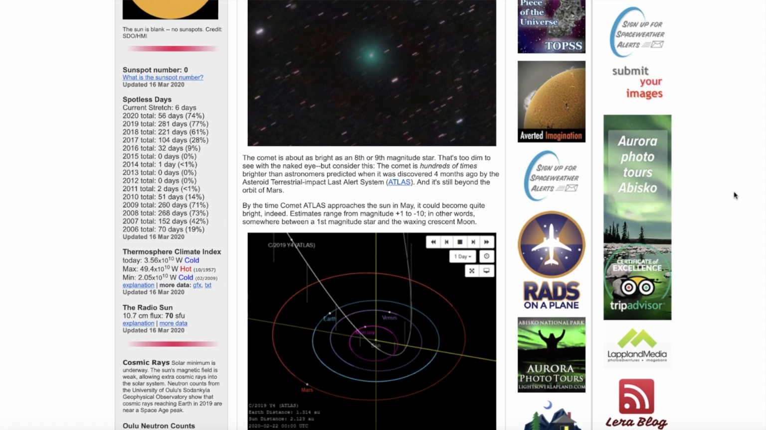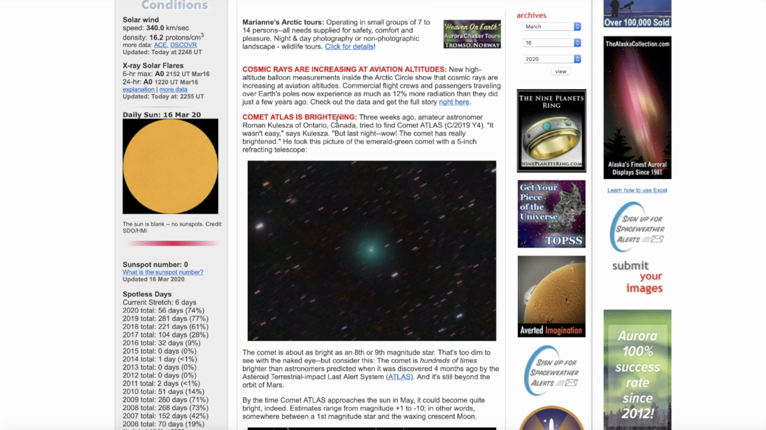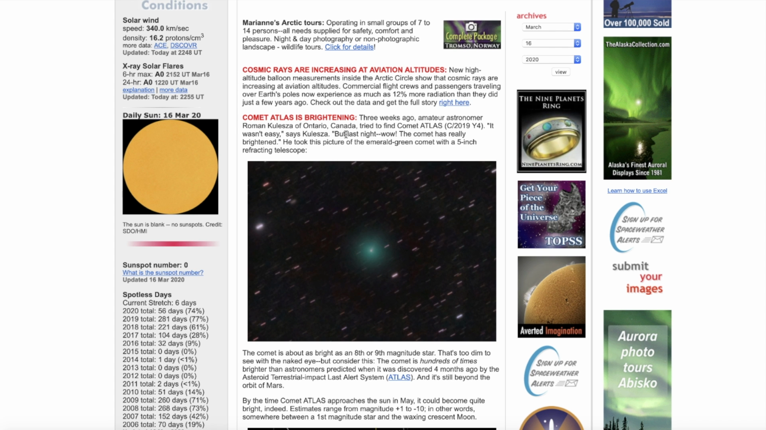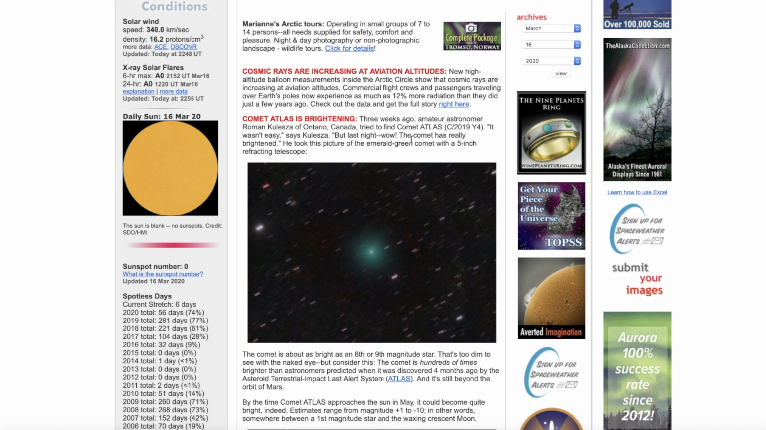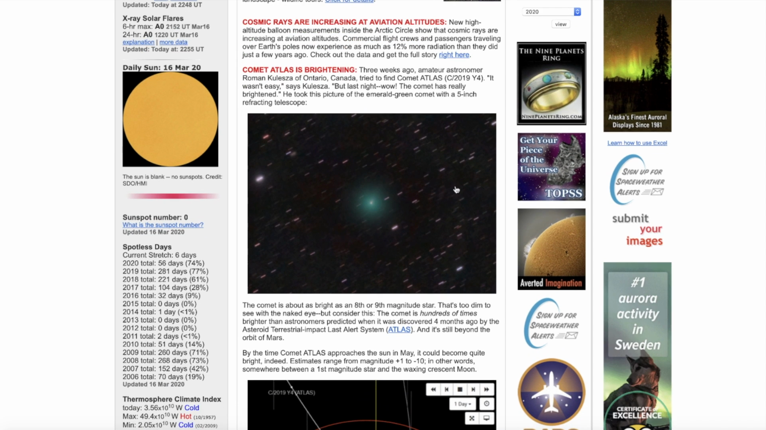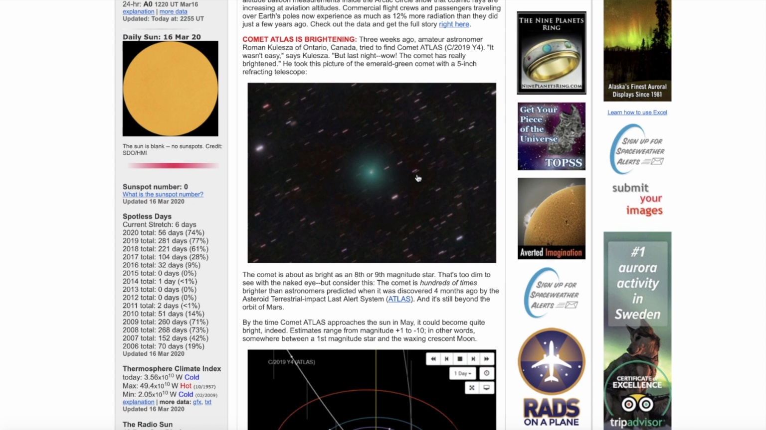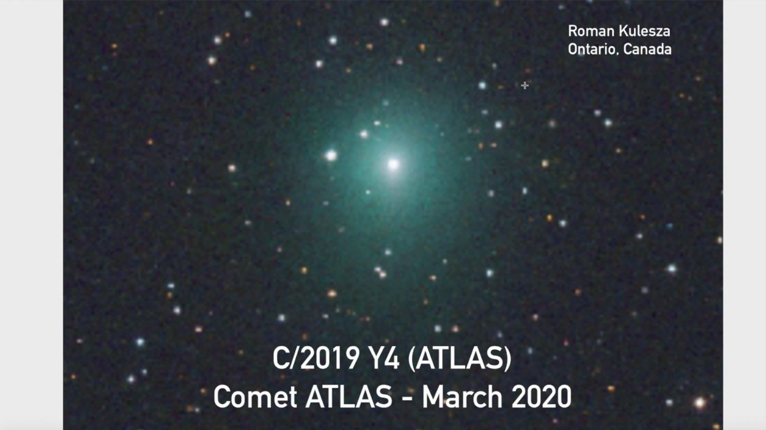Here's the new information from spaceweather.com, dated March 16th of 2020. Comet Atlas is brightening. 3 weeks ago, amateur astronomer Roman Kaluza of Ontario, Canada, tried to find Comet Atlas. It wasn't easy. But last night, wow! The comet has really brightened. He took this picture of the emerald green comet with a 5-inch refracting telescope. Right there it is. And here's his picture, Roman Kaluza. There's the very large comet.